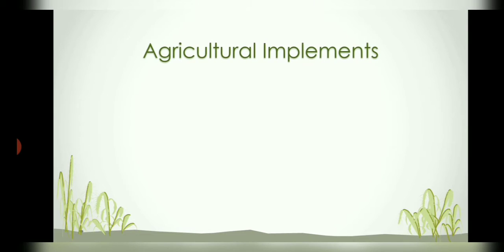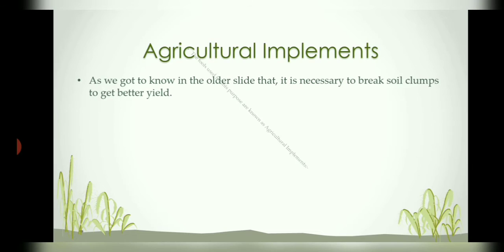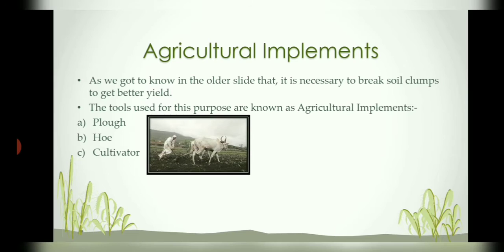Agricultural implements. As we got to know in the older slide that it is necessary to break soil clumps to get better yield. The tools used for this purpose are known as agricultural implements. They are plow, hoe, and cultivator.